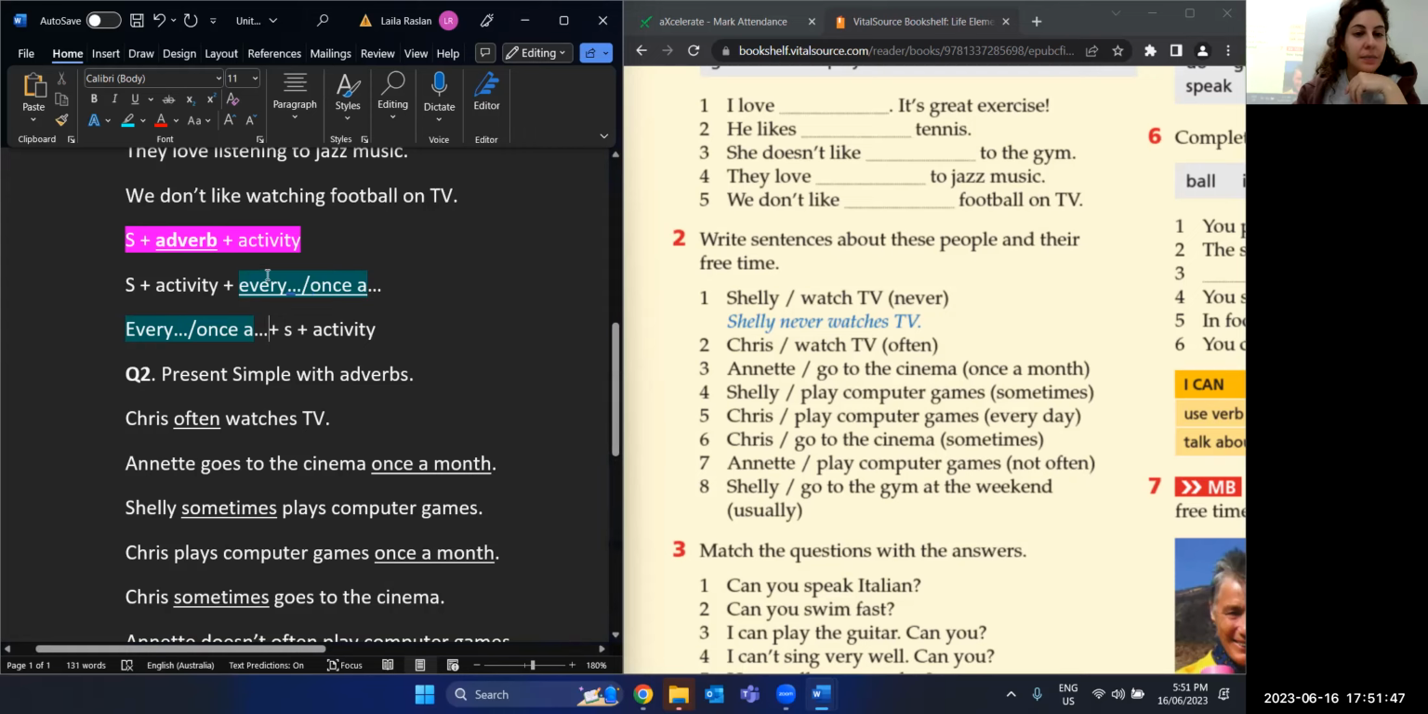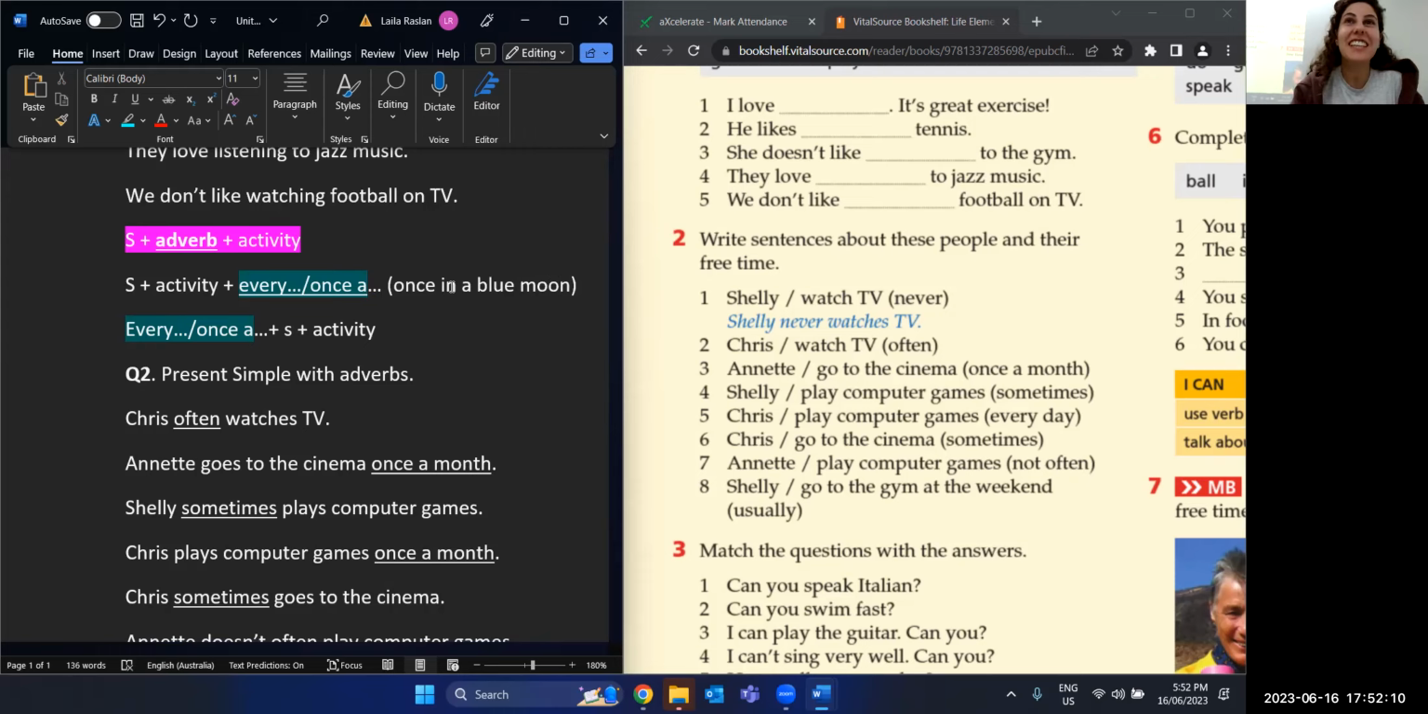Every summer, every month, every Christmas. That's some other examples. Once a week, twice a week, twice a month, once a year, once in a blue moon. We have a saying, once in a blue moon.